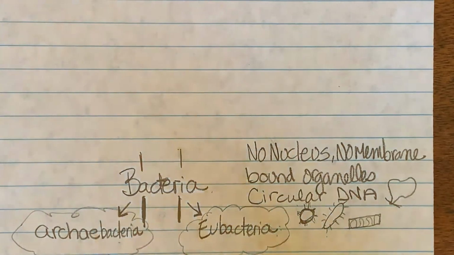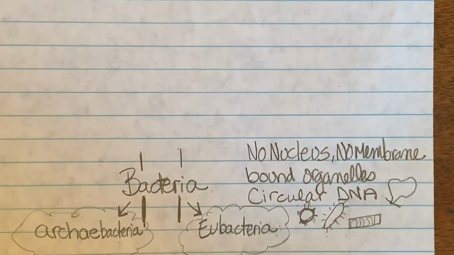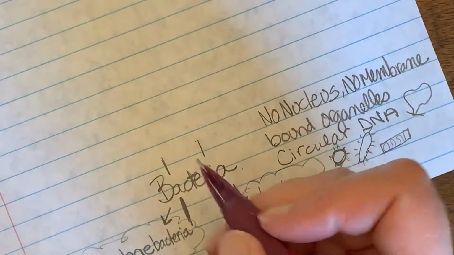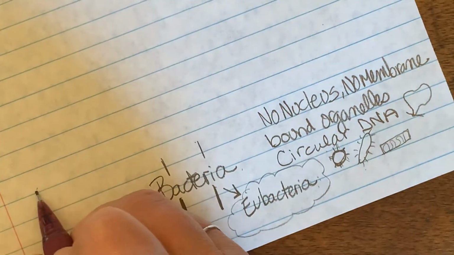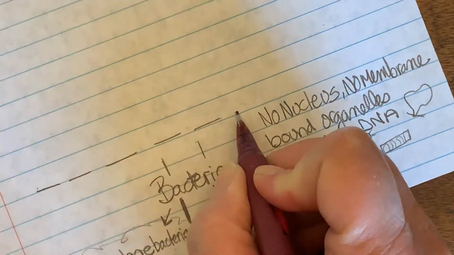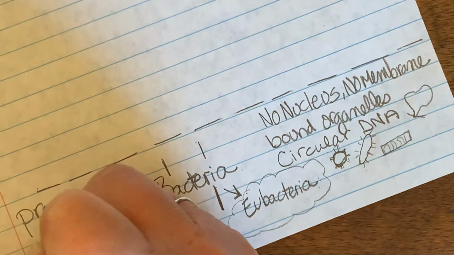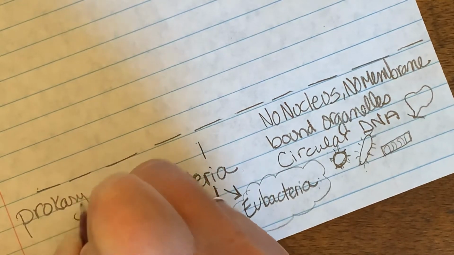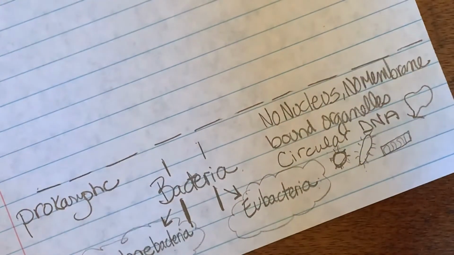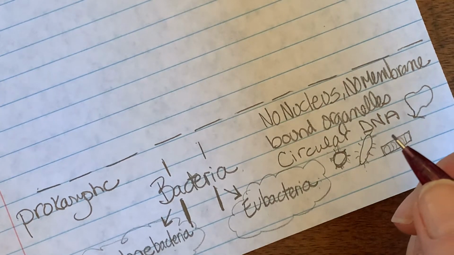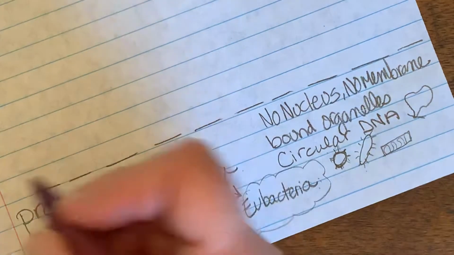All right, but let's move past the bacteria and what we can do on our drawing, and we probably did this last time when we did our simplified drawing, is if we make a dashed line across, we can say anything below this dashed line is prokaryotic, and everything above the dashed line is going to be eukaryotic.